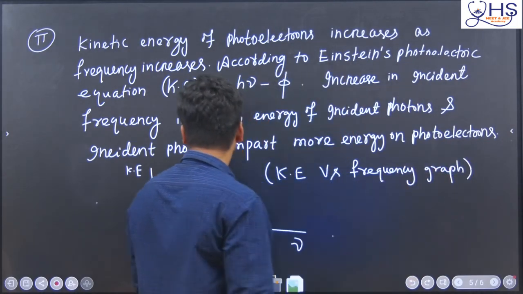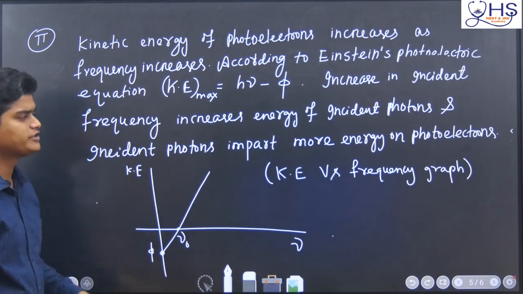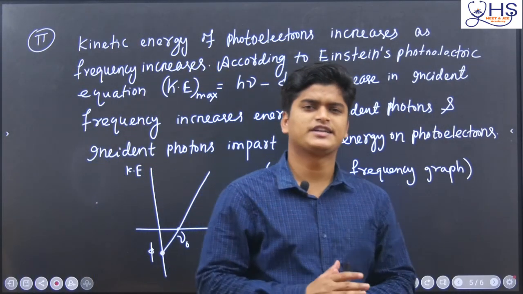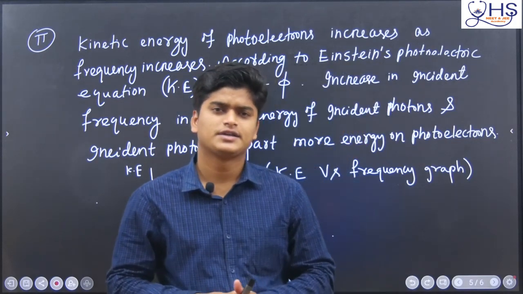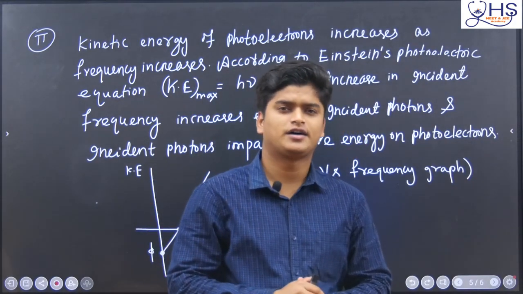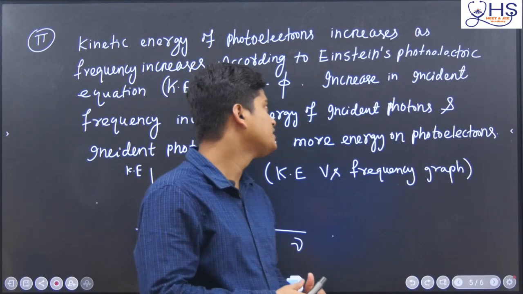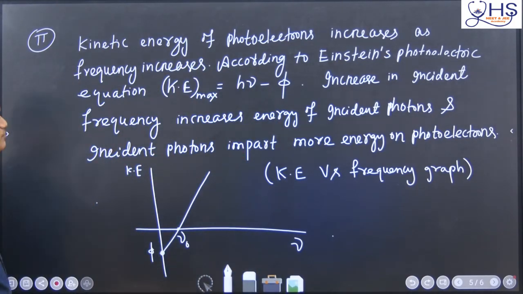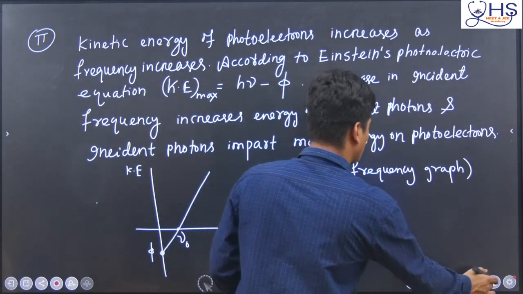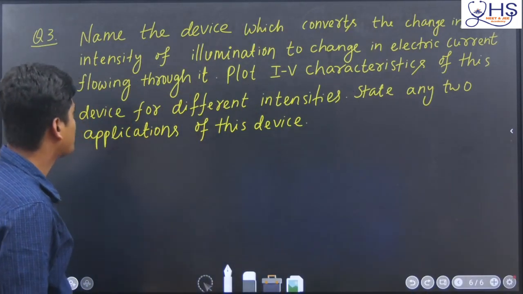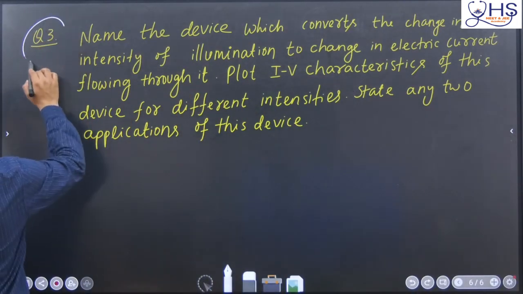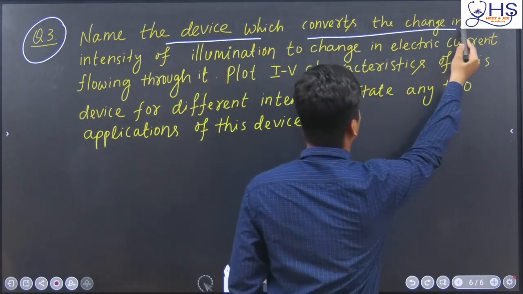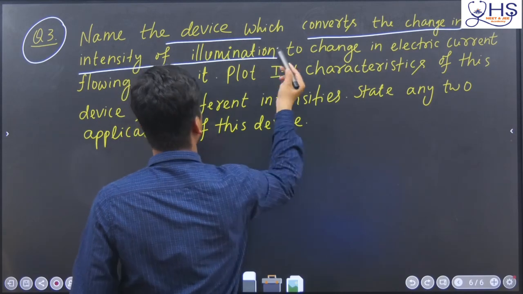So, this much you write. One is 1 point, one is 2 points, so your question is over. You must understand what you need to write. First, think for a minute about what you need to write, then go for writing and draw the picture also. So, we successfully completed question number 2. Now, next move to question number 3. What is it telling here? Name the device which converts the change in intensity of illumination.